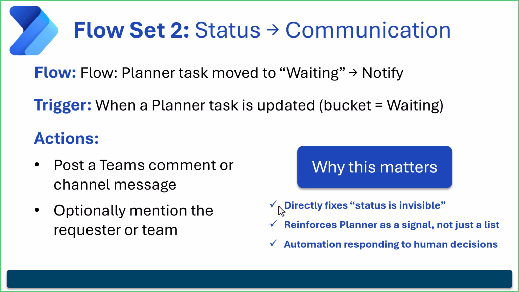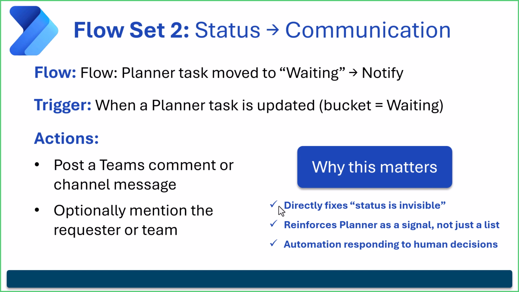Another flow that you might want to do is the status to communication one. So maybe the Planner task moved from one bucket to another. So moved from like waiting somewhere else. We want to notify. So if the Planner task is updated, the bucket, waiting. All right, post Teams comment or channel message. That would be cool. We could do that. We could mention the requester or the team. And then we just don't want things to be invisible.